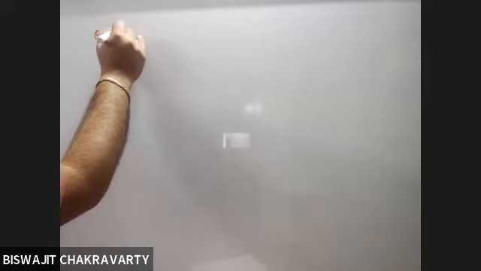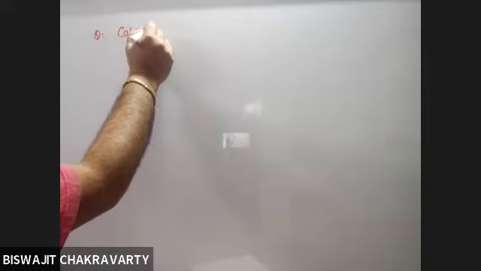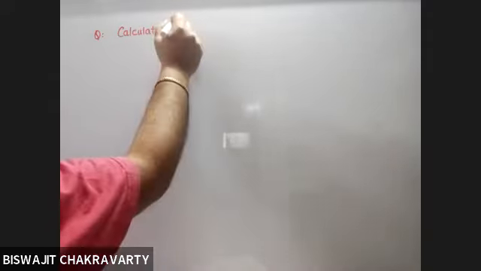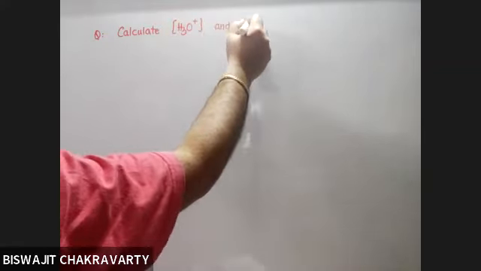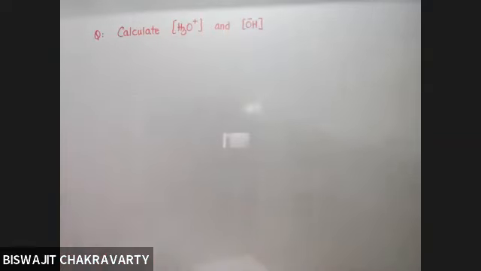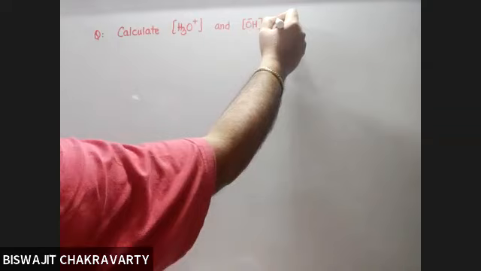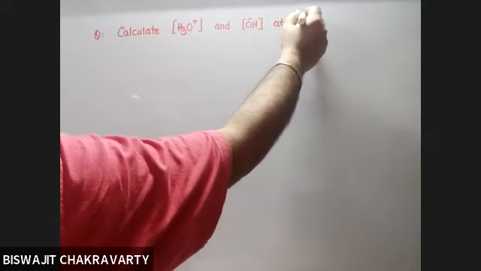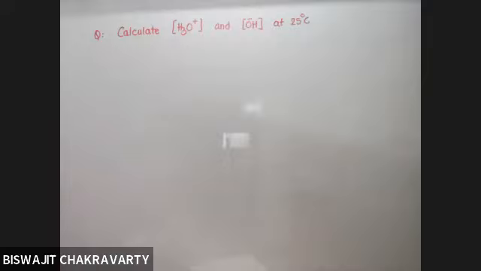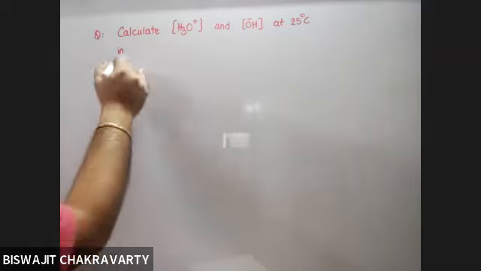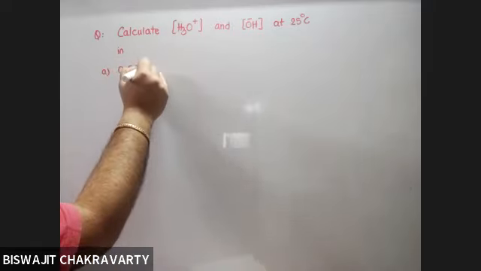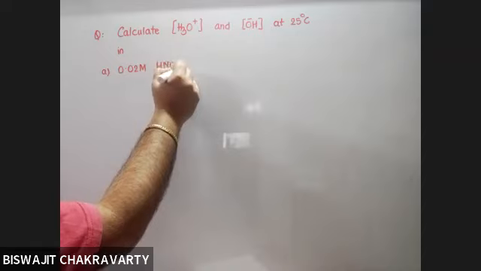Next question, let me write. Calculate third bracket H3O plus and OH minus at 25 degrees Celsius in number A, 0.02 molar HNO3 solution.